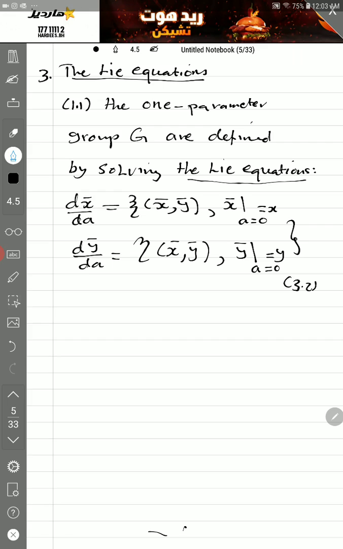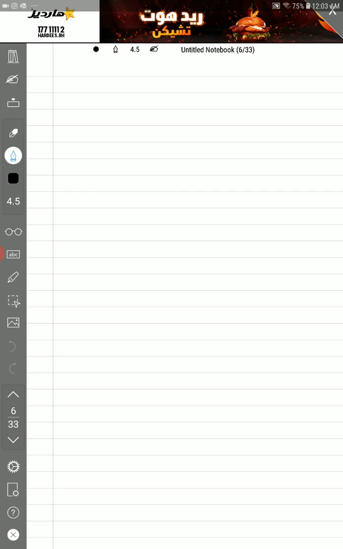Let's give an example, example number 1. It's in the notes, so if you go to the notes, you will see it. I will explain it here. Example 1: x bar equals x plus y a, and y bar equals y minus x a. Now we want to calculate x bar and y bar from the Lie equation.